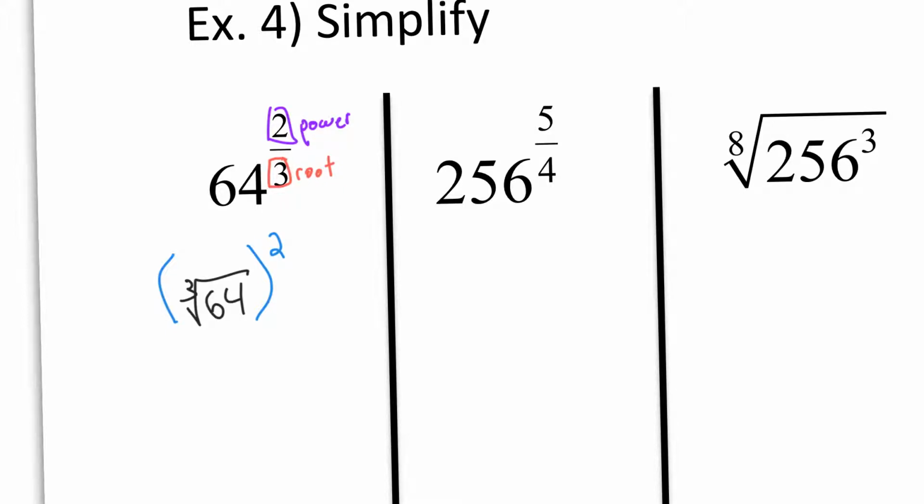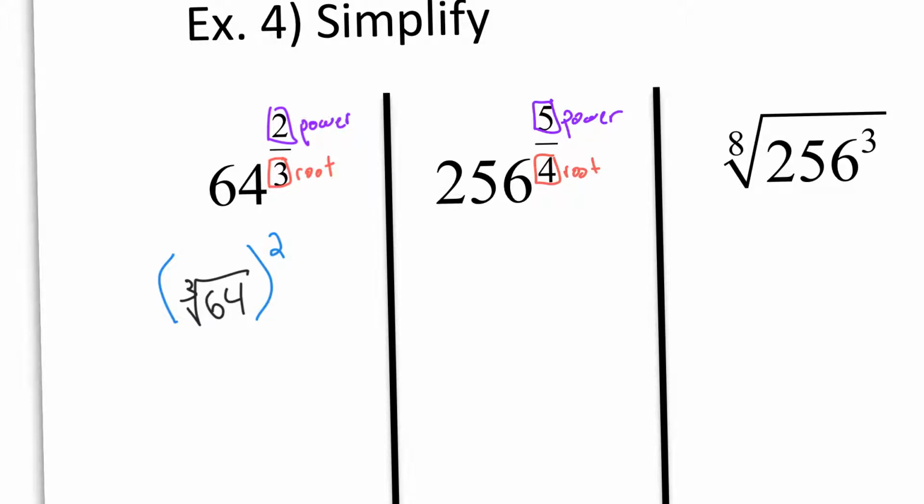Before I show you guys with the calculator, the next one, you guys have 256 to the 5/4 power. So first, let's go ahead and start with the root. So my root is 4. So we're looking for the 4th root. And I am looking for the power of 5. I'm going to raise that to the 5th power.